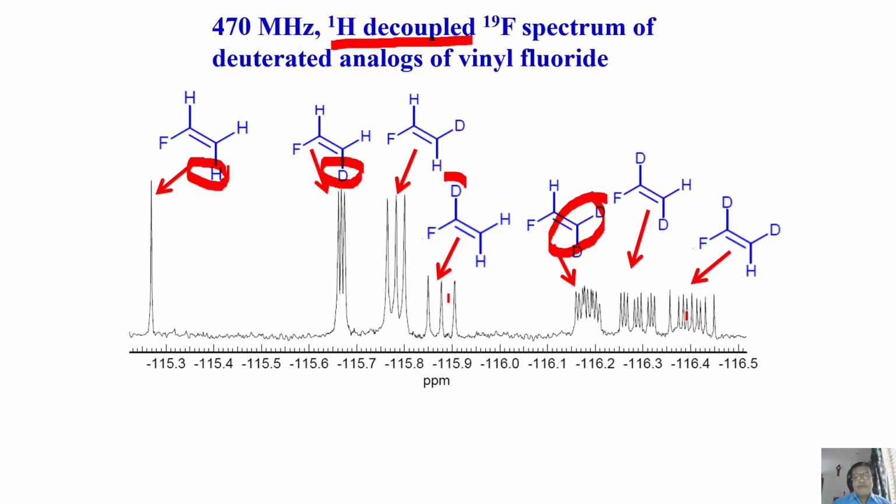Fantastic spectrum. You see, so beautifully you can understand the effect of substitution of deuterium, not only the isotopic shift but how the spectrum is getting affected, whether one deuterium is there or two deuterium is there, depending on whether it is geminal, vicinal, trans or cis. Based on that, the entire pattern changes. I hope we can understand.